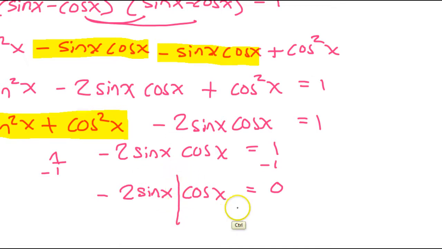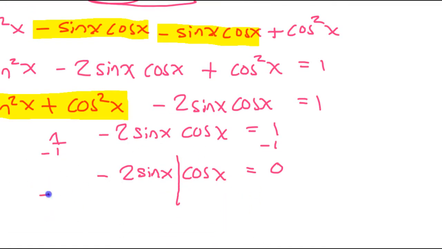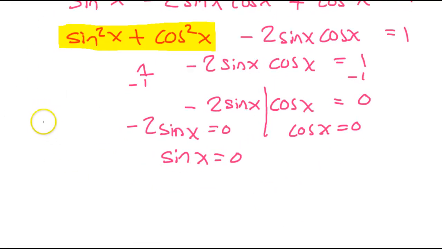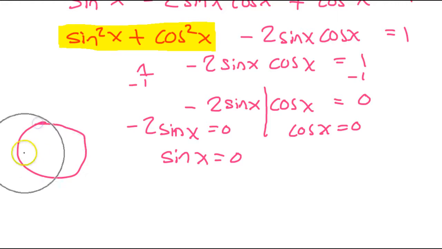I'm sort of drawing a line right here. So I could just set negative 2 sine x equal to 0, and I can set cosine x equal to 0. If I divide both sides by negative 2, this just gives me sine x is equal to 0. So these are all quadrantal angles that we're talking about.